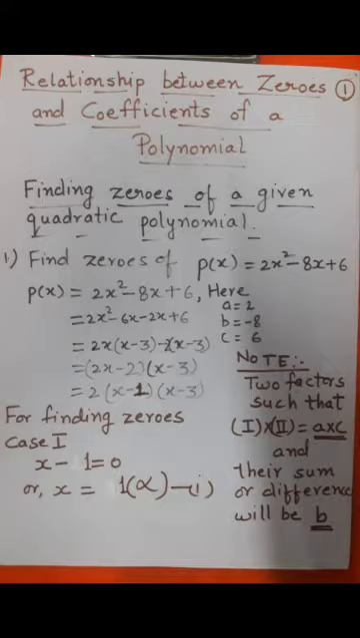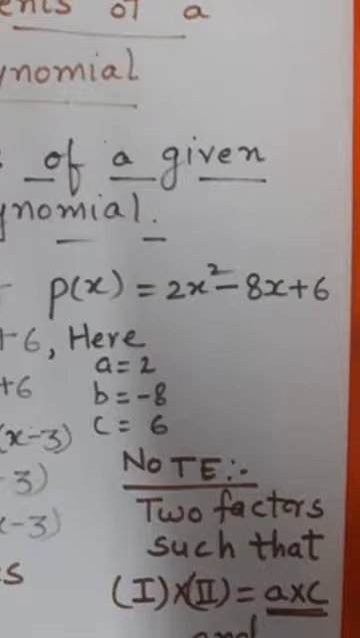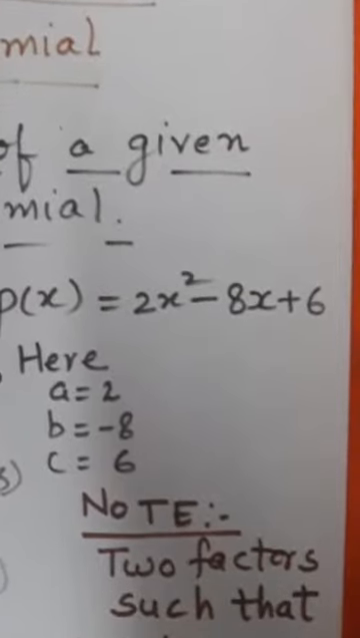Today we'll find out the relationship between zeros and coefficients of a polynomial. We are starting with a question: we have to find zeros of a given polynomial p(x) = 2x² − 8x + 6. All of you know factorization of a quadratic polynomial.